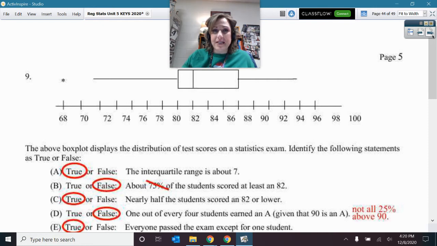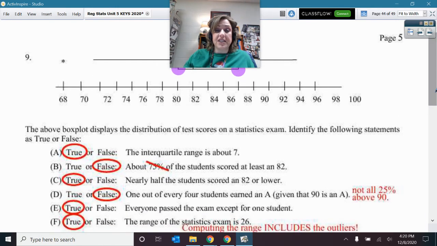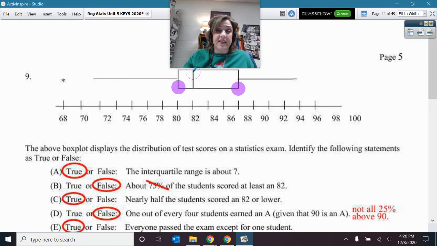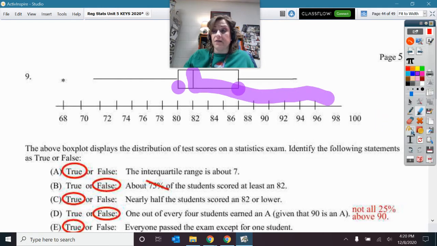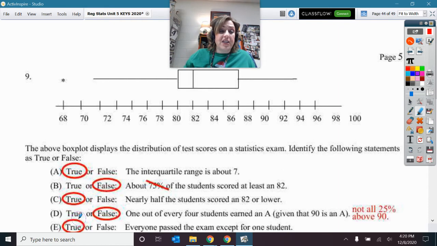Okay, now we have our true-falses about this box plot here. IQR is about 7, from 80 to 87. That's true. Okay, 75% of the students scored at least an 82. And so that's this up. And that's not true. That's 50%. So nearly half of the students scored an 82 or lower. And so yes, that's true because that's the median. Half scored that or lower.